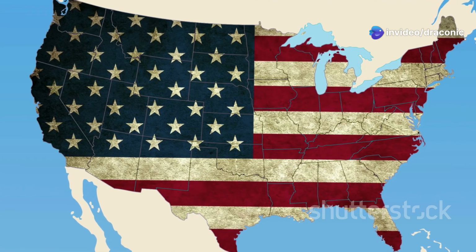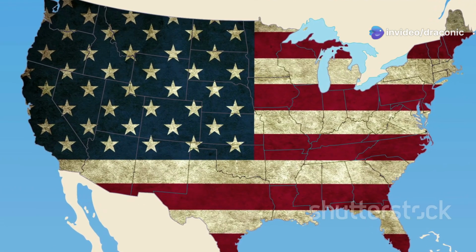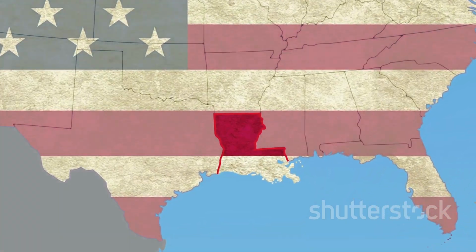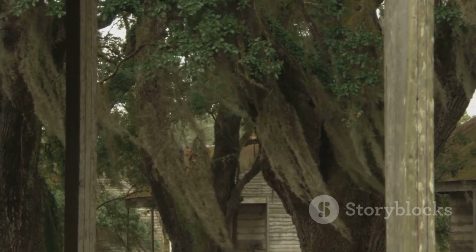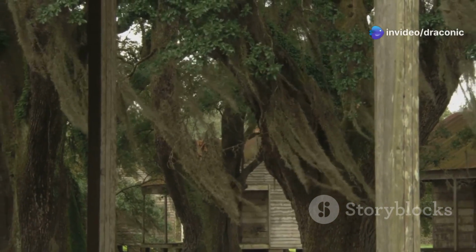Maintaining a balance between free and slave states was crucial to prevent one side from gaining an advantage. The Louisiana Territory, acquired in 1803, opened up for potential statehood. The addition of new states threatened to tip the scales of power. The issue of slavery in the territories became a major point of contention.